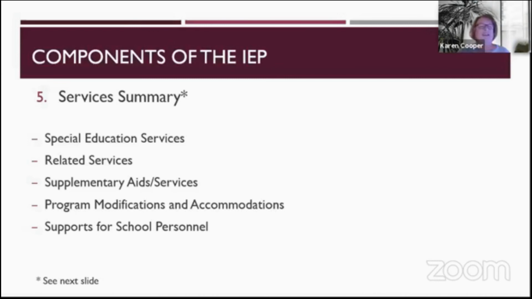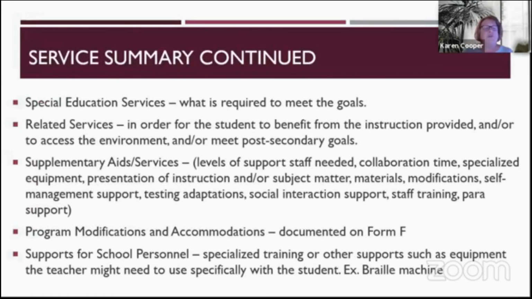Okay, we're getting close to the end. I know this is a lot of information and I hope that you guys are finding it helpful. So after we have written the goals, the team now determines, we have the service summary. And that's where the team determines the special education services, related services, any supplementary aids and services, program modifications and accommodations and support for school personnel. So special education services are determined, and it's whatever needs to be provided in order for the child to meet those goals by the end of the IEP date.